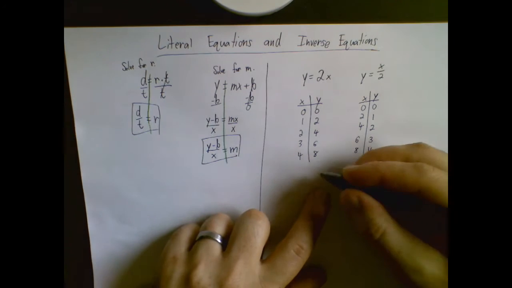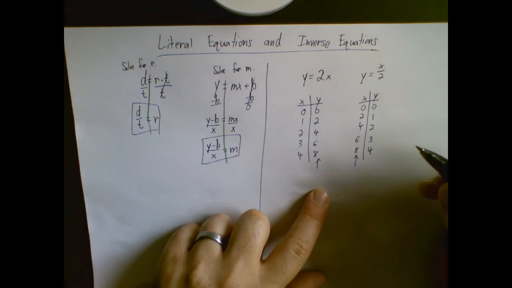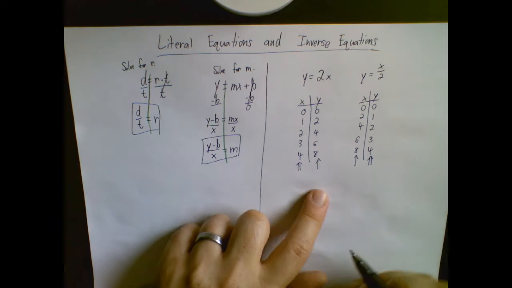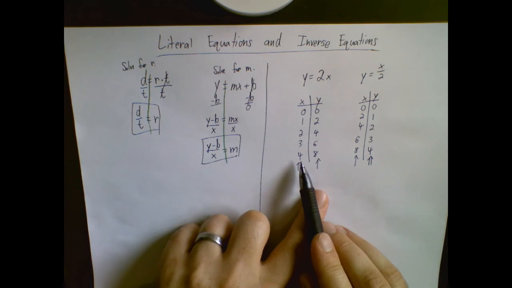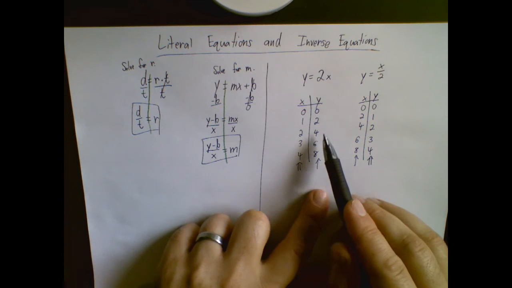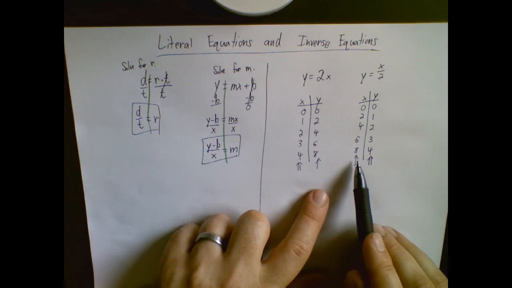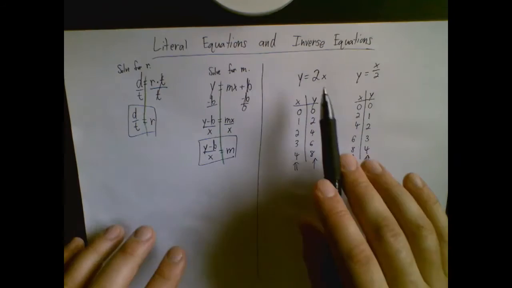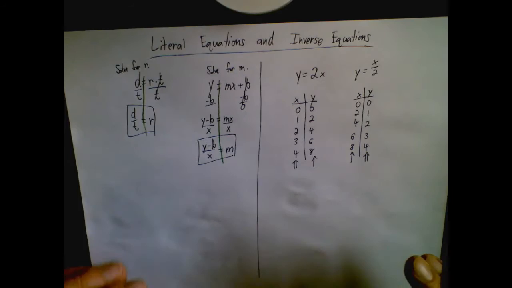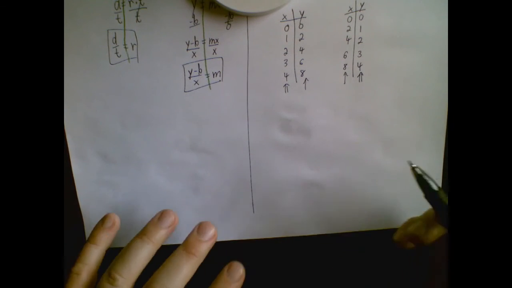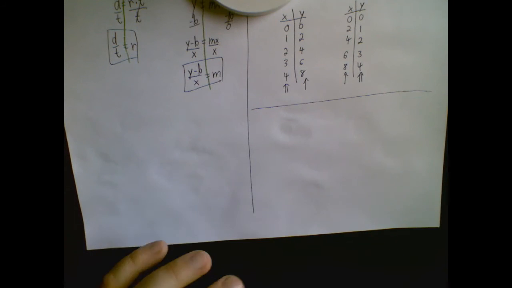So I have the exact same columns, but in a different order. Instead of 0, 1, 2, 3, 4 as my x's, they're my y's over here. 0, 2, 4, 6, 8, my y's here are x's over here. So the variables flip-flop. So this one, I knew it was going to work because I made it that way. Sometimes you'll have to find that inverse equation. And we're going to use that same logic of the x's and y's flip-flopping to do that.